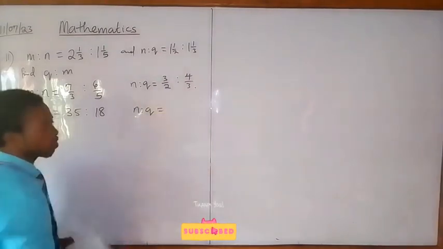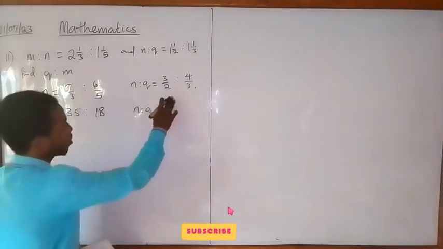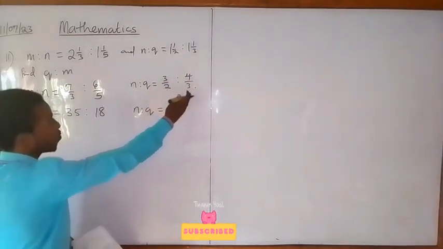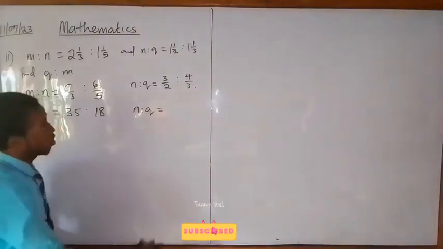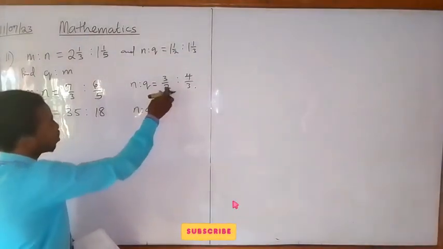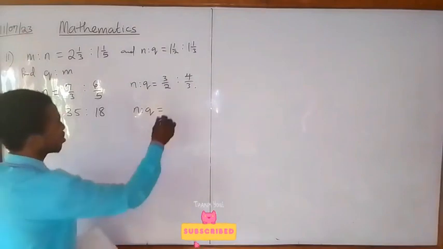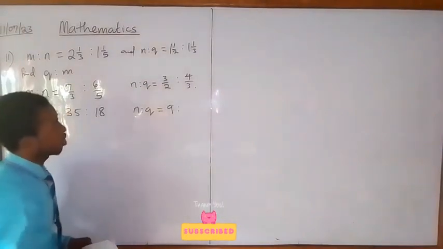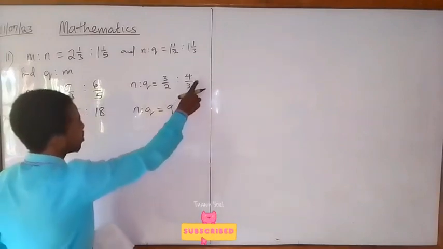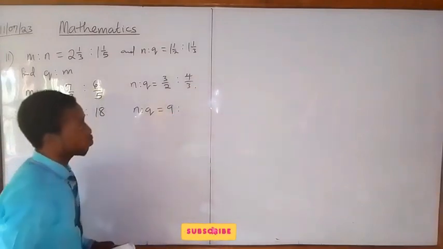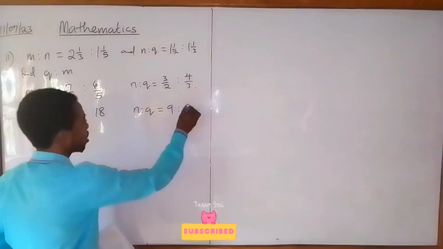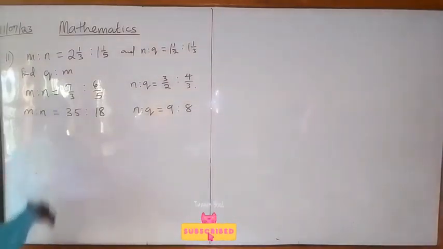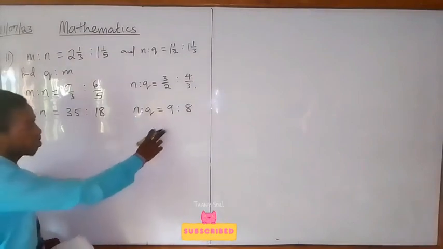For n ratio q, we also want to clear the fractions. The LCM here is 6, so multiply each of these by 6. 2 will go into 6, that's 3, and 3 times 3 is 9. Ratio 6 times this as well: 3 will go into 6, that's 2, and 2 times 4 is 8. Now this is what we have: m ratio n is 35 ratio 18, and n ratio q is 9 ratio 8.